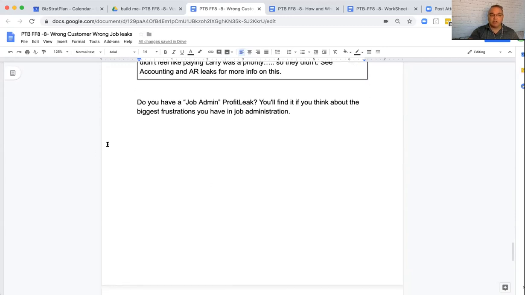So the closing question here for you and your team is, do you have a job admin profit leak? You'll find it if you think about the biggest frustrations you have in job administration. For Larry, his biggest frustration was that his bookkeeper wasn't sending out the invoices. Her biggest frustration is she wasn't able to send out the invoices.